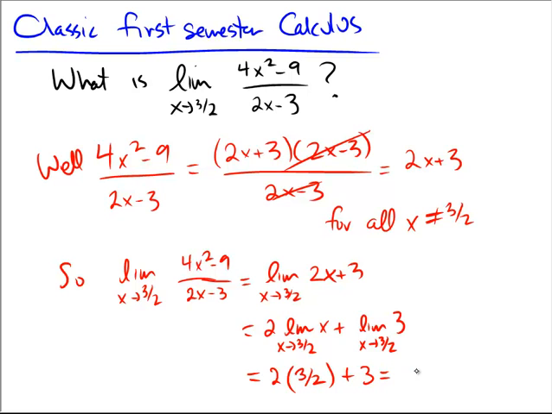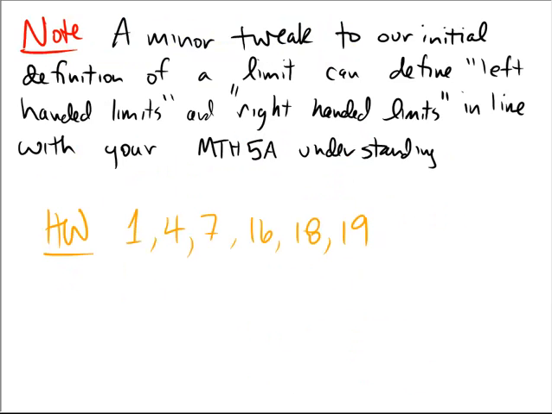So all of those limit theorems that you do in Math 5A, now this is the full formal justification. It was a lot more complicated than we let on when we do it in a calculus course. The actual technicalities are deep. Okay, so as a quick note, a minor tweak to our initial definition. Remember, our initial definition was essentially plus or minus delta. We could go left or right. But we can modify that definition to make a left-handed limit and a right-handed limit make sense. And the way you would modify it and use them would be aligned with your Math 5A understanding that you've already done.